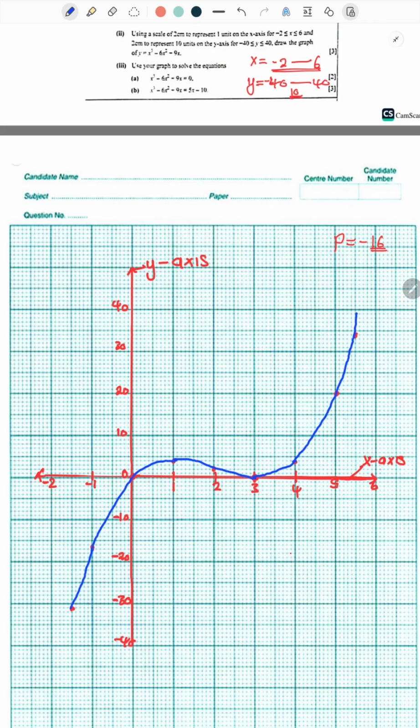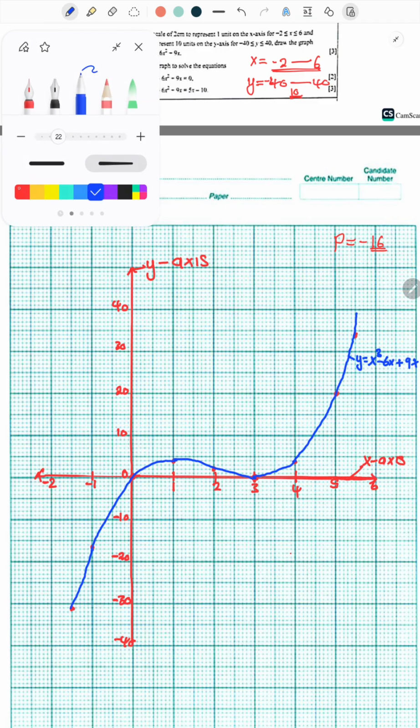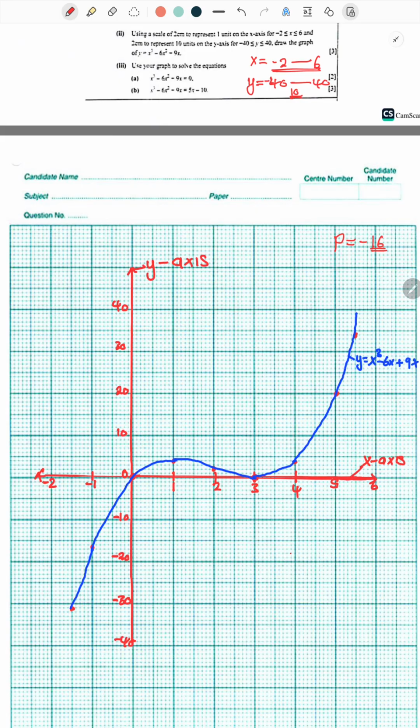So this is going to be the graph, which we shall label as your original equation. So you say y is equal to x to the power 3 minus 6x to the power 2 plus 9x. This is your graph. Now, from here, let's solve the equations.